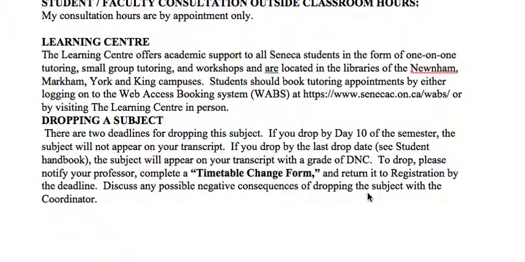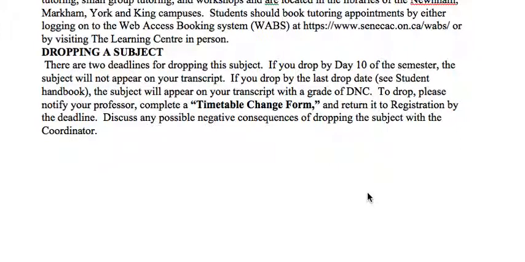And dropping a subject, there's specific due dates for dropping a subject. Again, with dual credit, the rules are a little bit different. So make sure that if you are interested in dropping the subject that you notify me, Kylie Bolton, as well as your dual credit instructor.